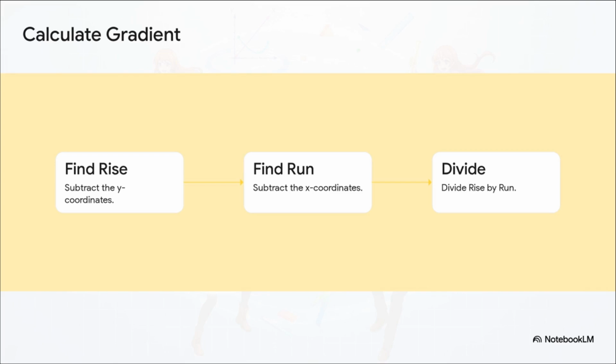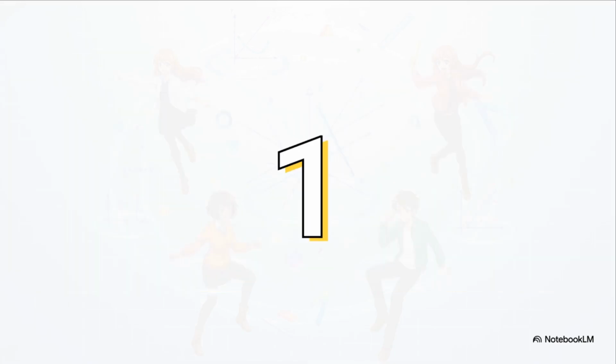You must be incredibly careful with your negative signs and your subtraction order. If you start with 5 minus 3 for your y values, you absolutely must start with -2 minus -4 for your x values. Don't mix them up. Let's actually crunch those specific numbers.